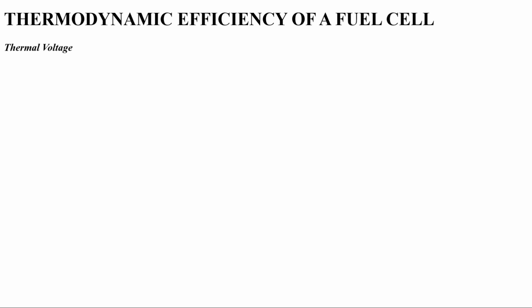Now we are going to consider thermal voltage. In a fuel cell, normally chemical energy is converted into electrical energy and heat. What if the entire chemical energy is converted into electrical energy? It means that there are no losses due to heat. Normally there are losses due to heat in a fuel cell because from a fuel cell we get electrical energy and heat. What if we get no heat from a fuel cell? It means that chemical energy is entirely converted into electrical energy.